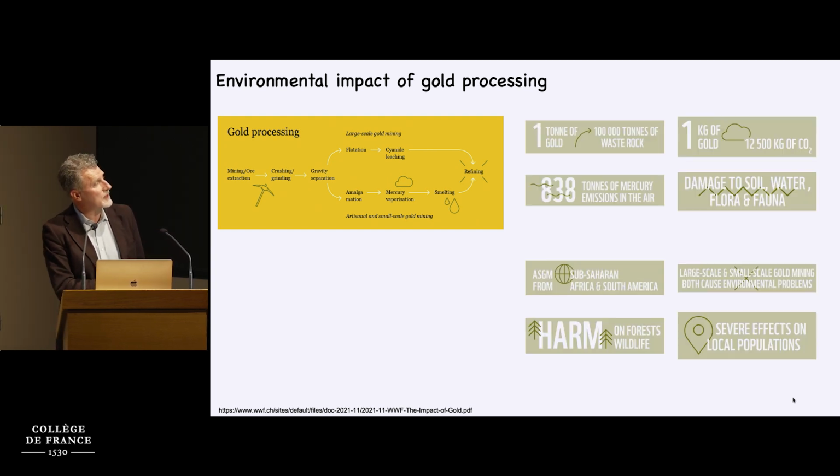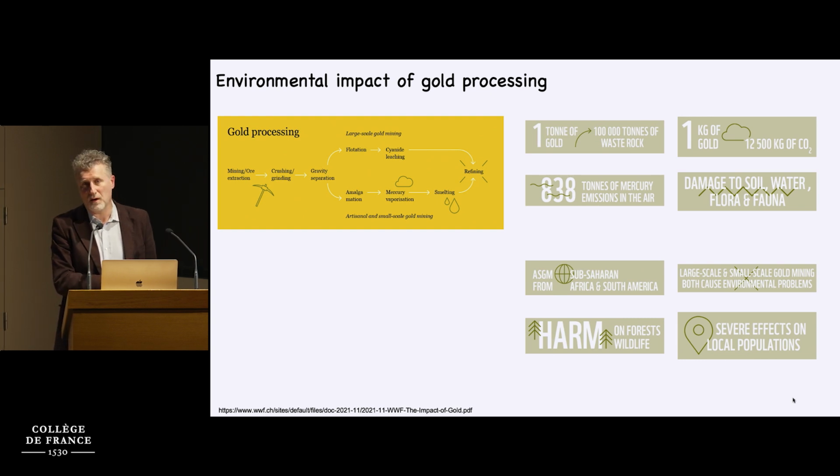impact. Just to give you some numbers, this is a report from the WWF a few years ago. For 1 ton of gold, you have to process 100,000 tons of rocks. Okay, and the way you do that, you either use cyanide leaching or mercury amalgam. They're both extremely toxic, and the process is very expensive in terms of CO2 emission. 1 kilogram of gold is 12,000 kilograms of CO2 equivalent in the atmosphere.